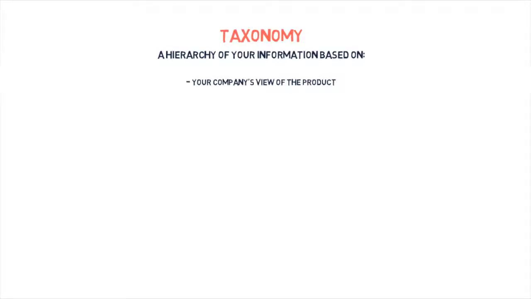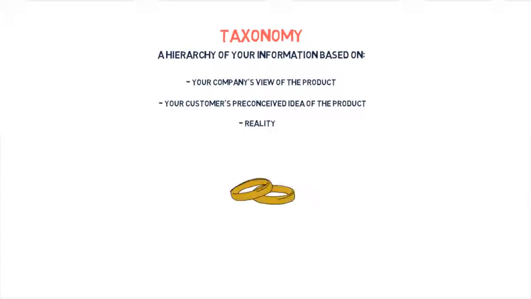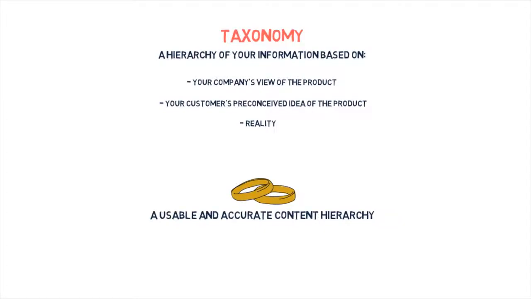In this video, we'll define taxonomies and talk about how they can help you realize your content strategy. A taxonomy is a system that leads customers to the information they need. It's a hierarchy of your information that is based on your company's view of the product, a customer's preconceived idea, and the reality. The job of your information architect is to marry these views to create a usable and accurate content hierarchy.